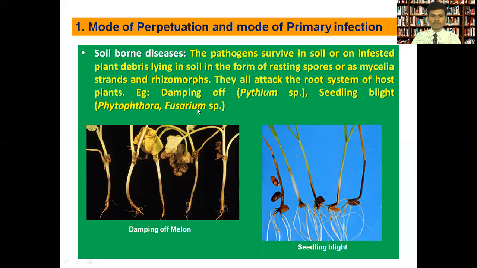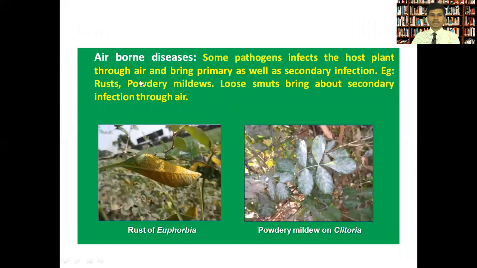Example given here: damping off, which is caused by Pythium species. Here we can see that after the attack of the Pythium pathogen, the host plant gets distorted. Then the seedling blight disease, which is caused by Phytophthora and Fusarium. Here we can see the seedling is badly affected due to the attack of the Phytophthora plant pathogen. These are the soil-borne diseases. Let's move toward the airborne diseases.